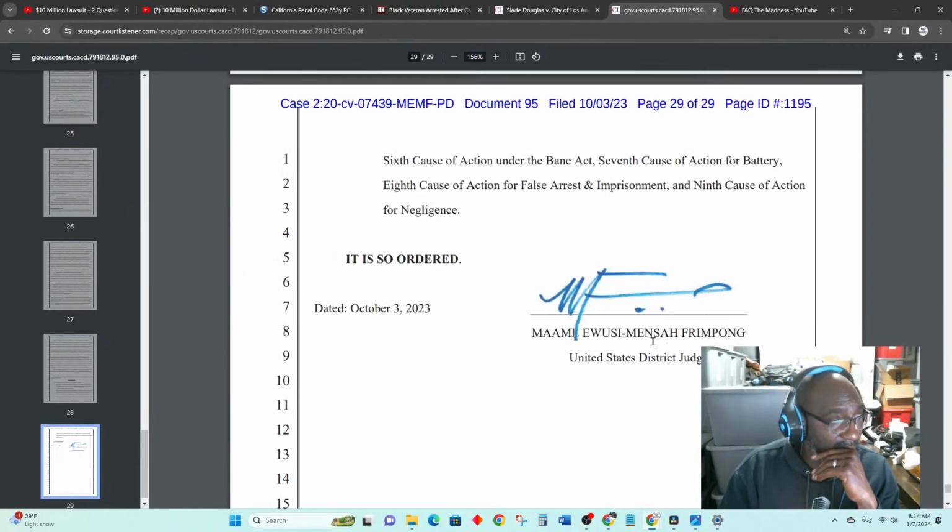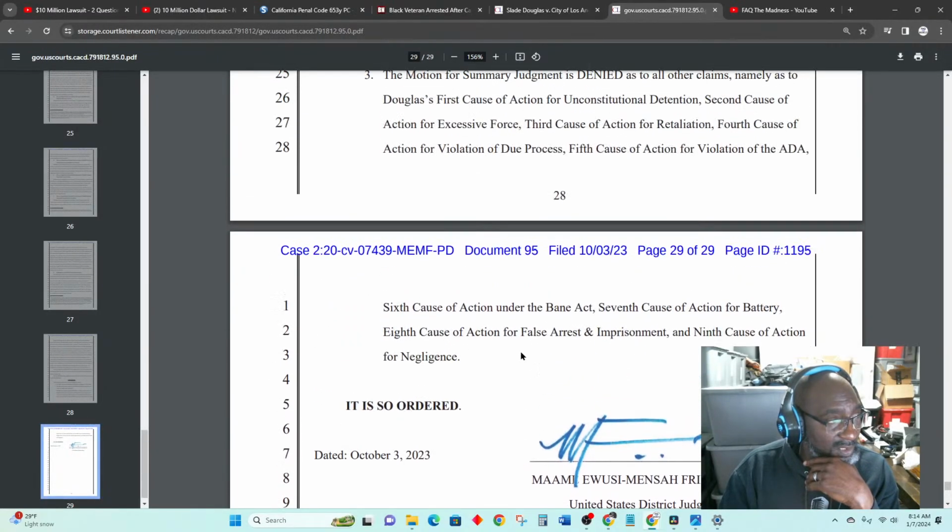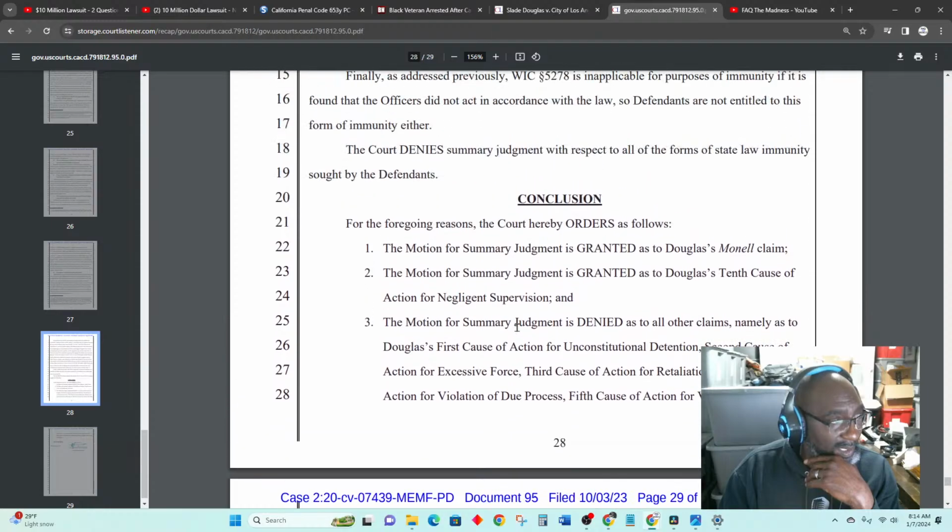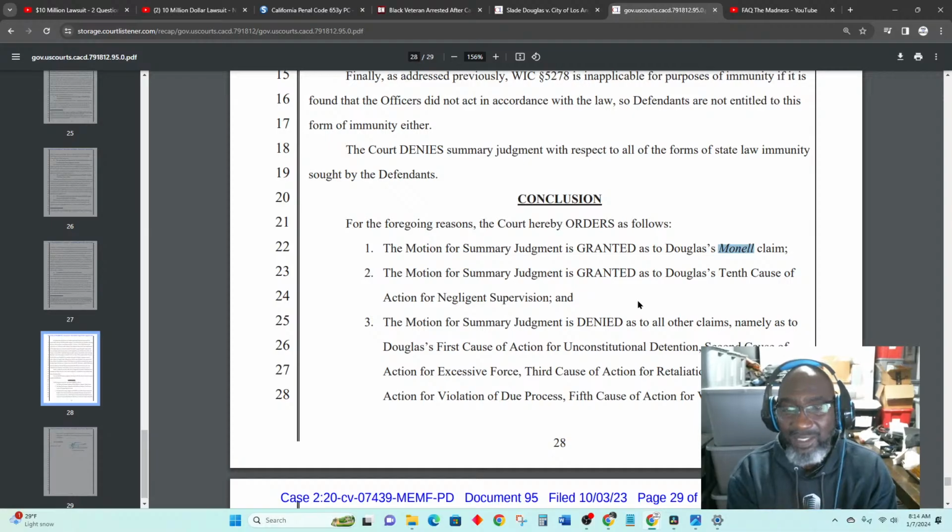But here's the judge's signature. And these are some of the things that conclude. So number 1, the motion for summary judgment is granted as to Douglas Monell's claim. I'm not certain what a Monell claim is, but I'm going to find out. One of you guys may put it in a comment, but I definitely will figure that out. Again, I haven't gotten to the end. I haven't done everything about learning about this particular case.